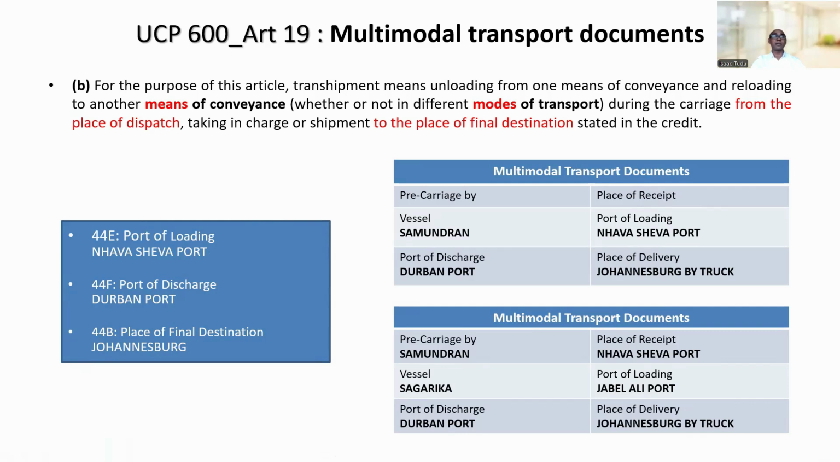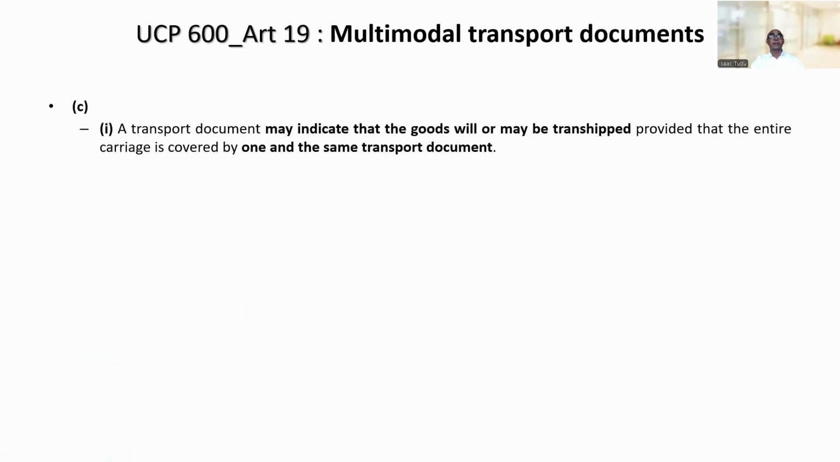Let us understand further. It is 19C. C1 says a transport document may indicate that the goods will or may be transshipped provided that the entire carriage is covered by one and the same transport document. So this particular article explains that transshipment must be evidenced within one and the same transport document. Separate documents covering each leg of the journey would not be acceptable.